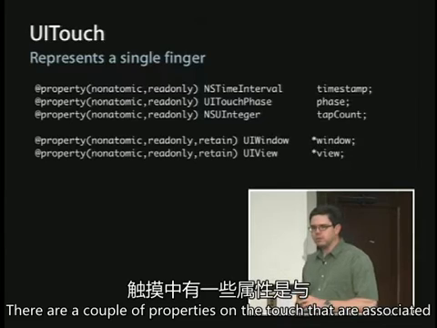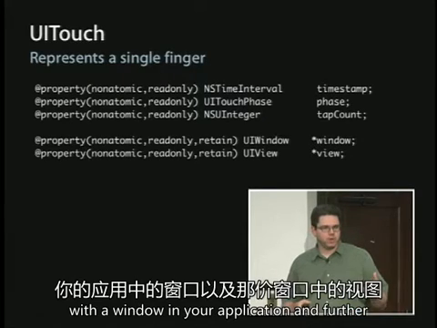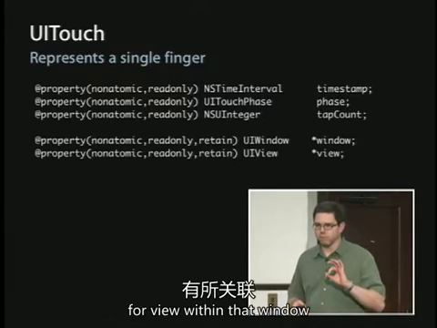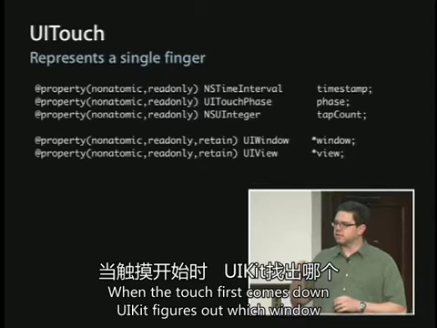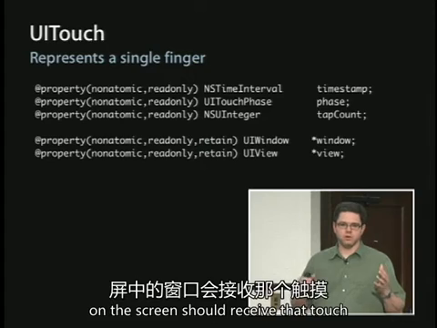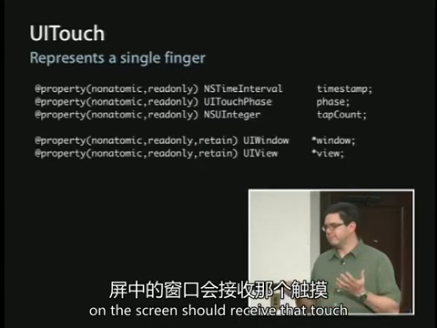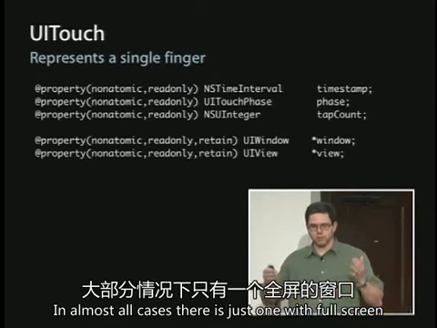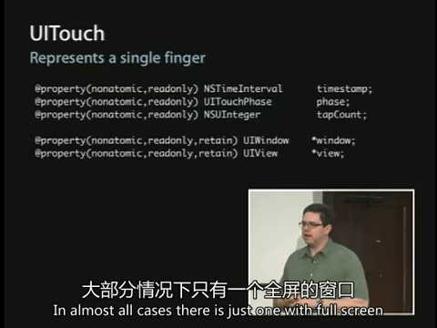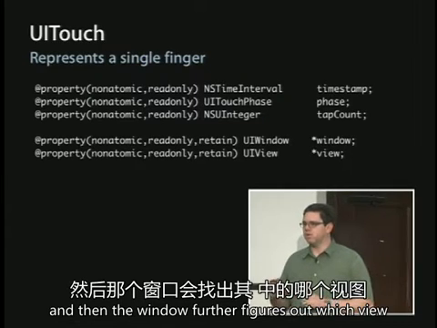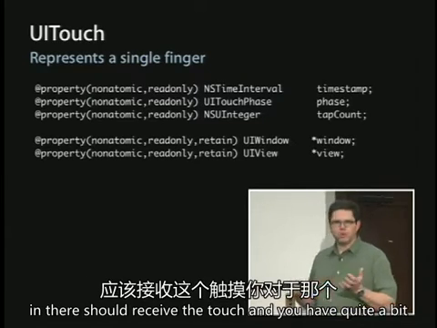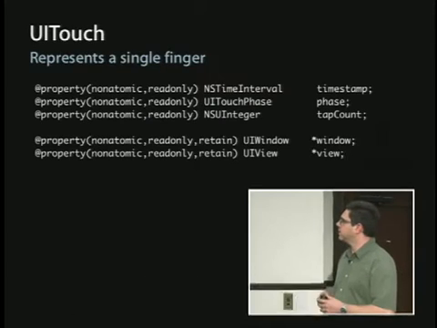There are a couple of properties on the touch that associate it with a window in your application and further with a view within that window. When the touch first comes down, UIKit figures out which window on the screen should receive that touch. And in almost all cases, there's just one that's full screen. And then the window further figures out which view in there should receive the touch. And you have quite a bit of control over that, and we'll talk about that when we get to touch routing.